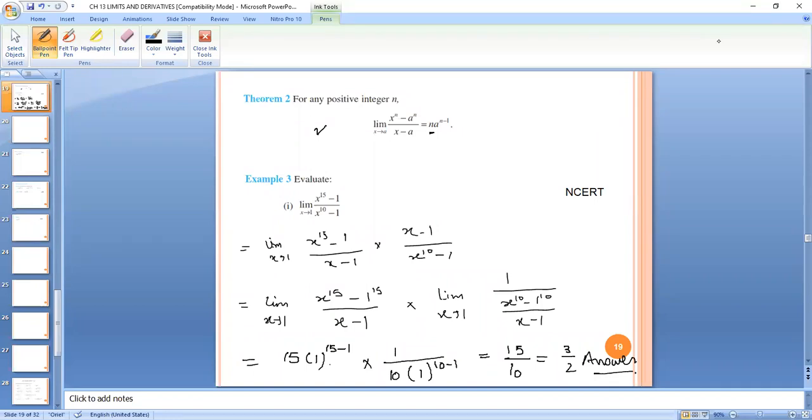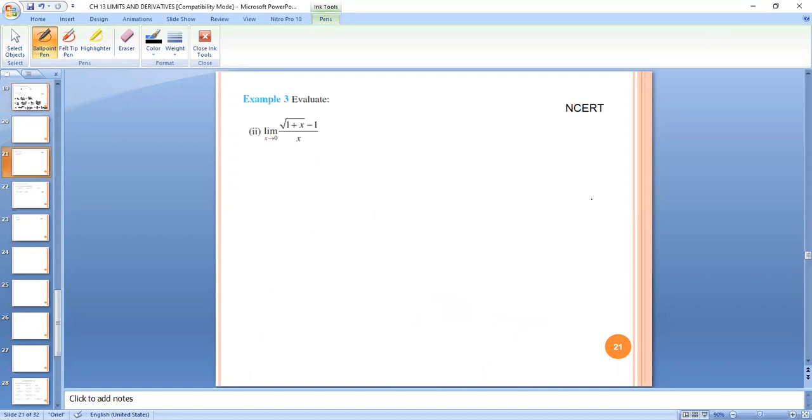Clear? Right? So this way we will be solving the questions related to this concept. In the same way we have limit x tending to 0, root 1 plus x minus 1 upon x. Again we will apply the same concept, but how?